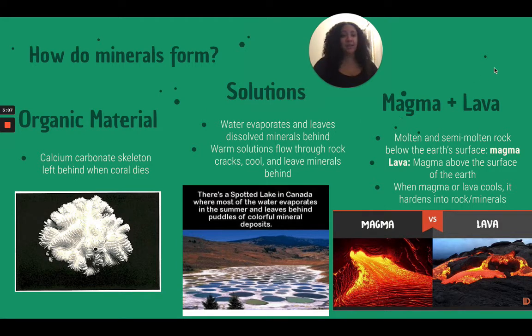Lastly, we could see minerals in magma and lava. So what's even the difference between magma and lava? Magma is molten or semi-molten, so melted rock below the Earth's surface. Lava is magma above the Earth's surface. So it just depends on where it is, either above or below the Earth's surface. Magma is below, lava above. When magma or lava cools, it hardens into rock or minerals.